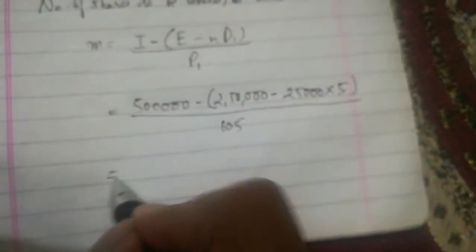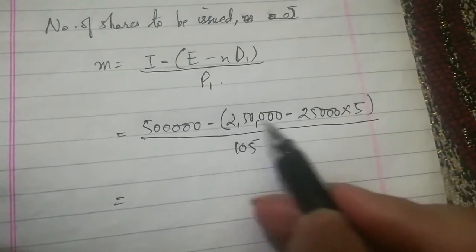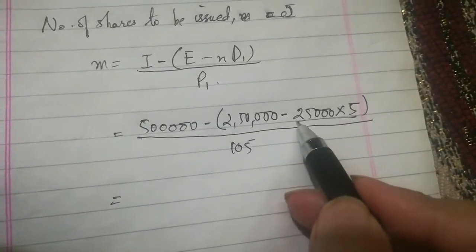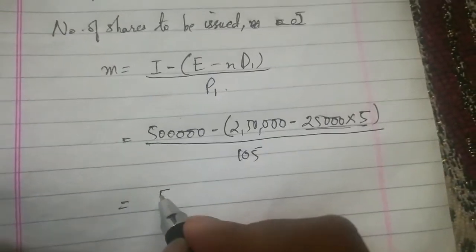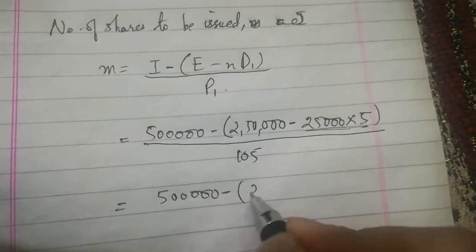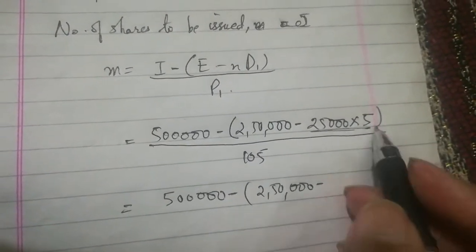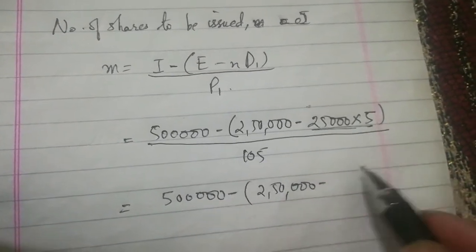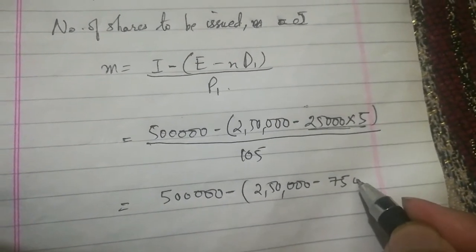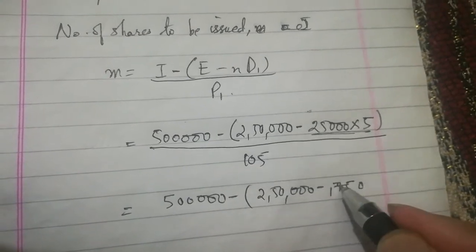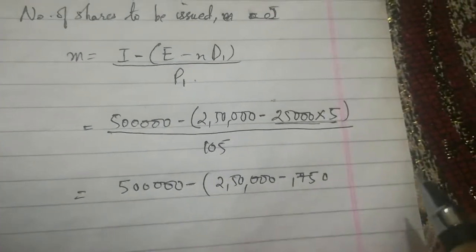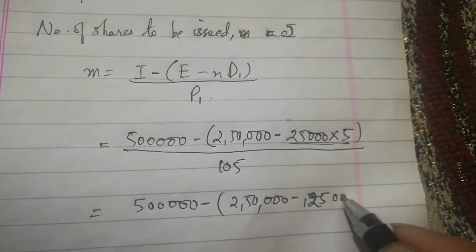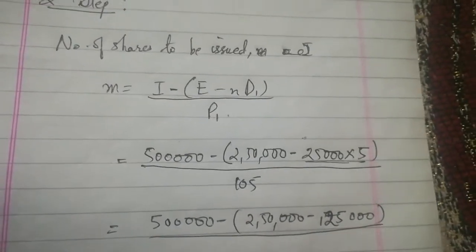Now how do you do the calculation? First you do the one which is inside the bracket. Bracket off means first you have to do what is inside the bracket. The rest everything you keep as it is. Minus 2,50,000 minus. When you multiply this 2, you get 125,000, then divided by 105.